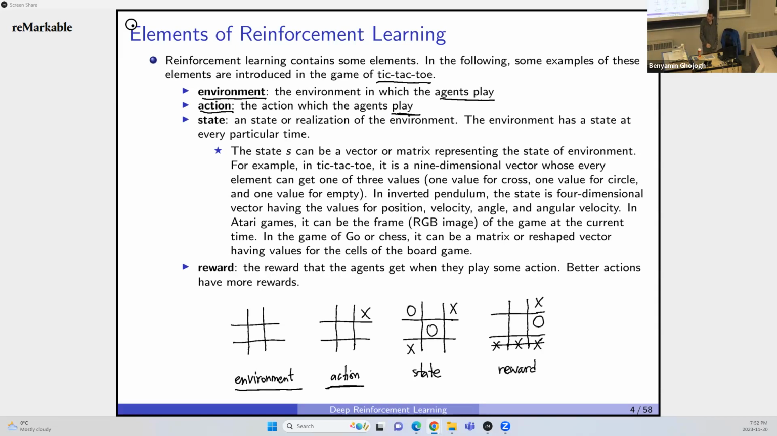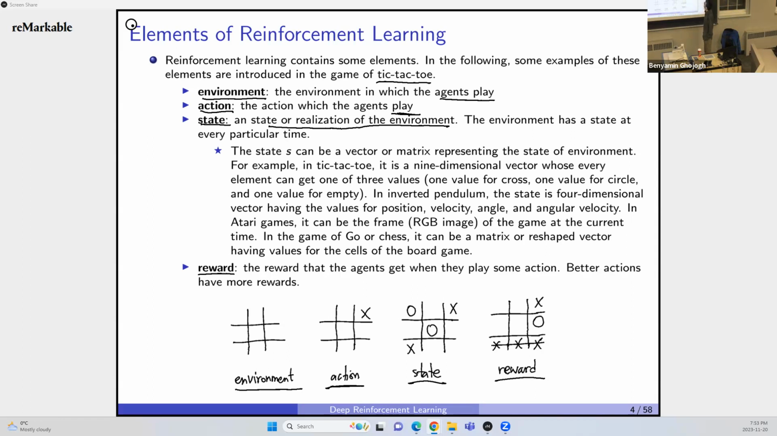And state. What is a state? The state, or realization or situation, of the environment. For example, this is one of the states of the tic-tac-toe game, right? But reward is when the agent wins or does something good. Better actions have more rewards. For example, in this game, this is the reward because it has won, okay? Not necessarily is winning the only reward. Doing something good also has some reward, okay?